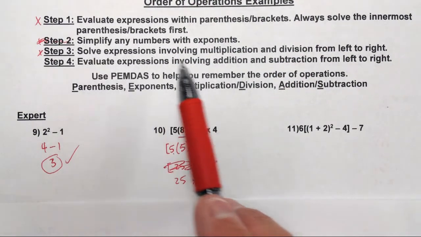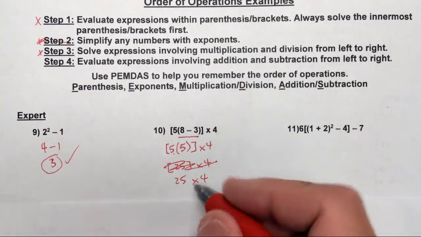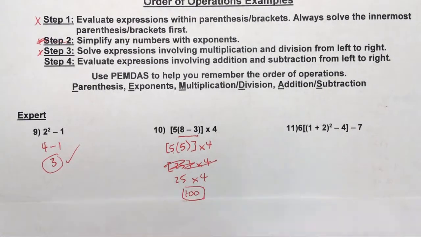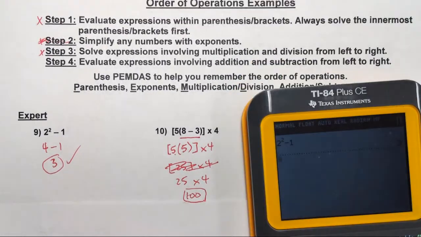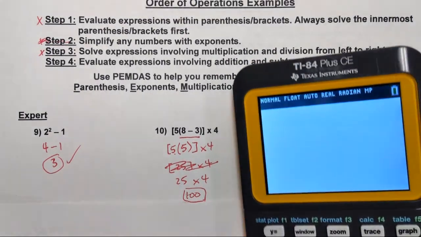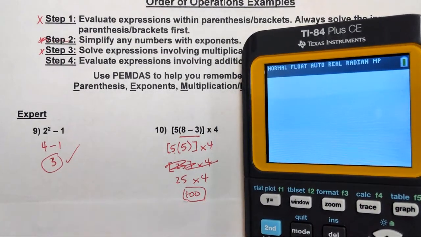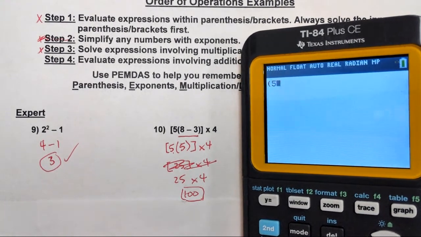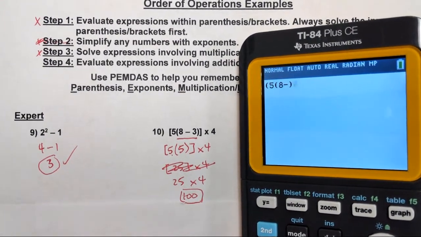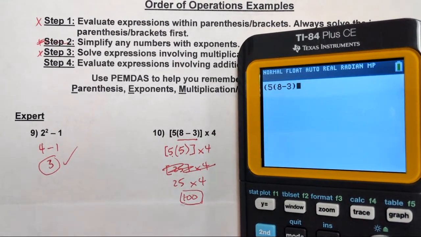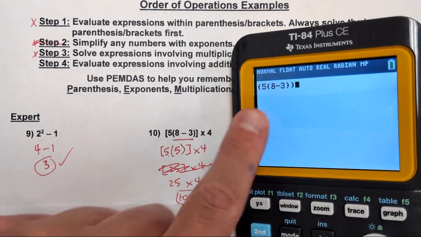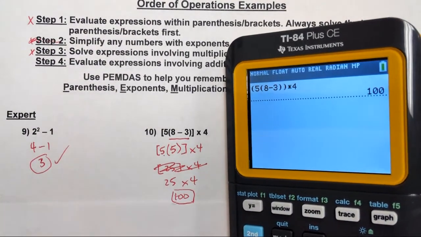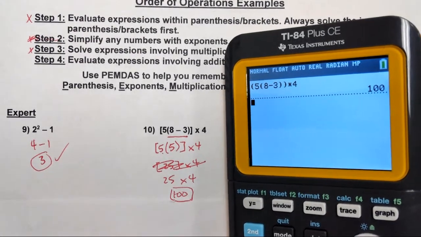Now step 3, solve expressions involving multiplication and division from left to right. Well, there is multiplication here, so I can do 25 times 4, and you get 100. That is your answer. And if you want to double check that you're right, there aren't any brackets, at least on the calculators that we use, the TI-84 Plus CE. So what I can do is use parentheses instead of the brackets, and just type it exactly as you see it in the problem. Notice I've got 2 sets of parentheses instead of a bracket and parentheses, and then times 4. And if I hit enter, notice we get 100 as well. So that is the right answer to this problem.